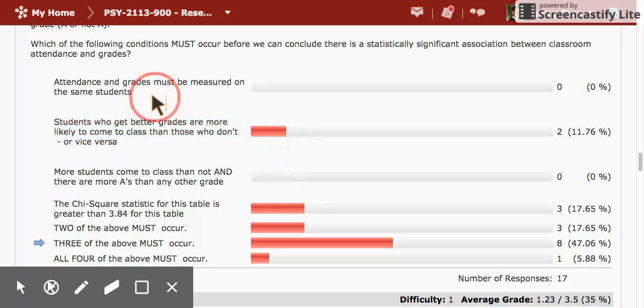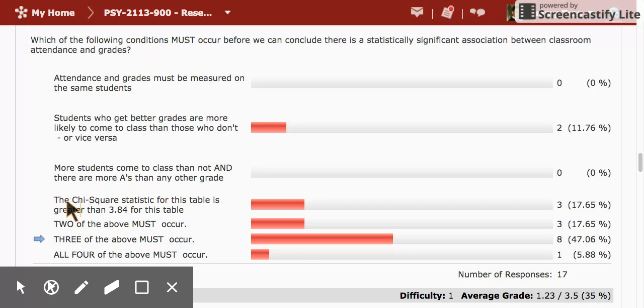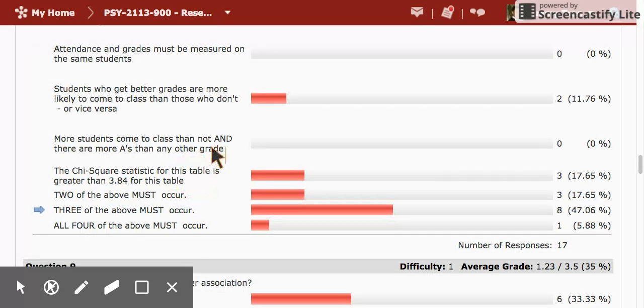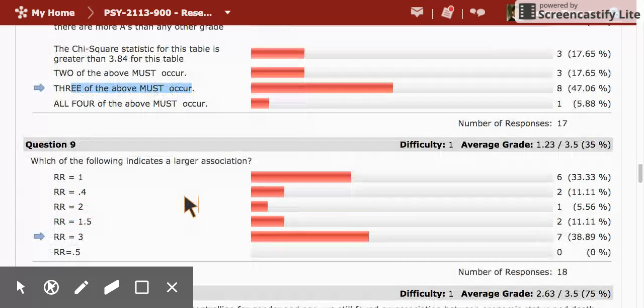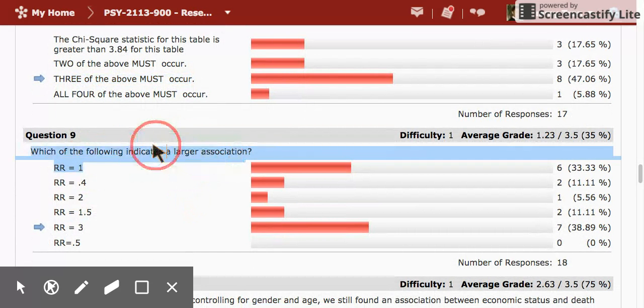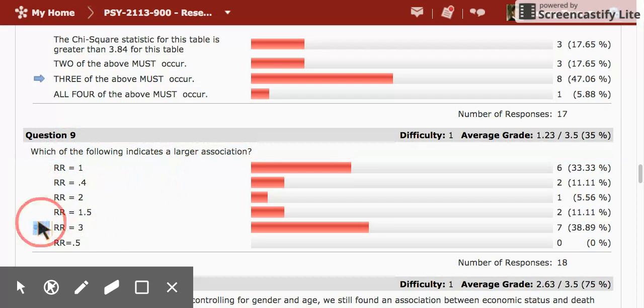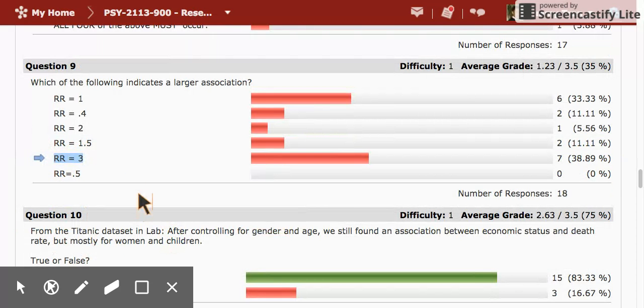That was pretty good. Attendance and grade must be measured by the same students, and the chi-square has to be greater than 3.84. So that's the standard to consider a significant association. So at least these two are true, which most of you kind of got. But that would mean at least 2 must be true. It turns out that there's actually 3 above. So again, which one of the following creates a larger association? Of course, the farther it is from 1.